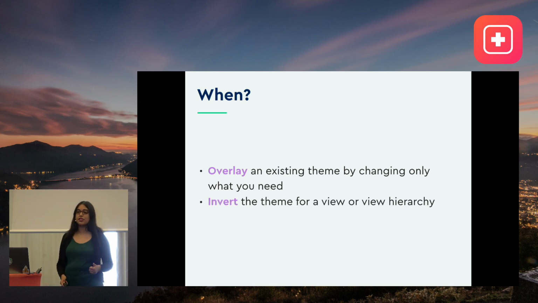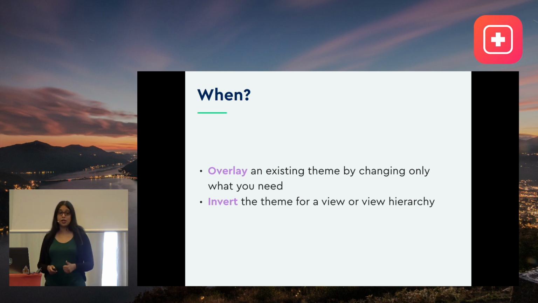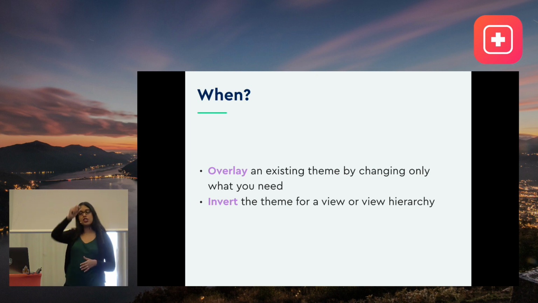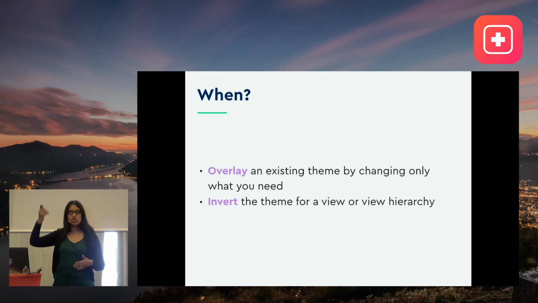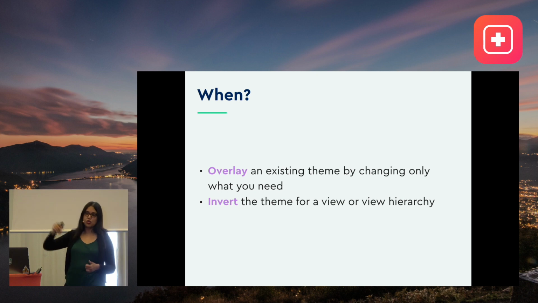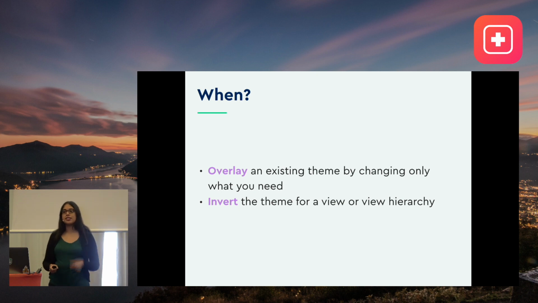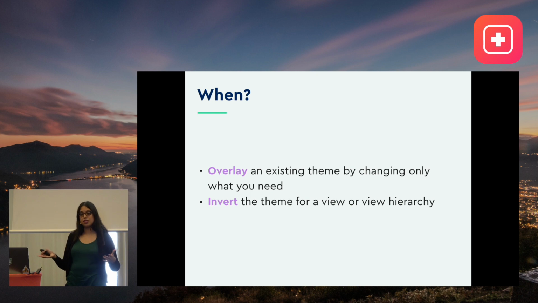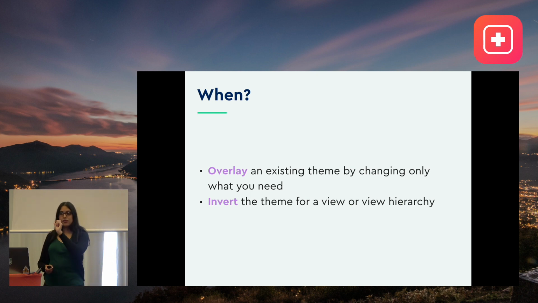Or if you want to invert the theme for a view or view hierarchy, theme overlays can also help you here. Because let's say you have a light-themed activity, and you want a dark-themed toolbar. So dark background, light text for the toolbar. All you have to do is set android:theme to ThemeOverlay.Dark.ActionBar, which is a platform-provided theme overlay, and the rest of your activity remains untouched. So this way, you can invert the theme for subsections of your view hierarchy.